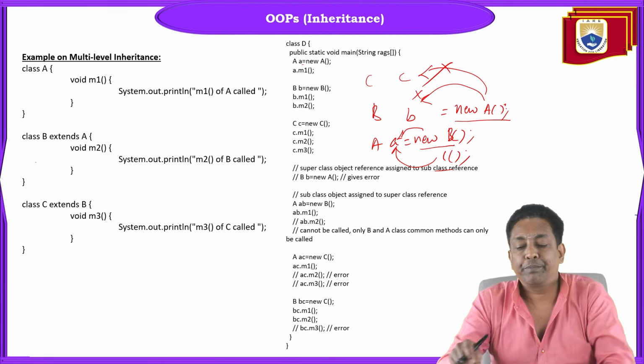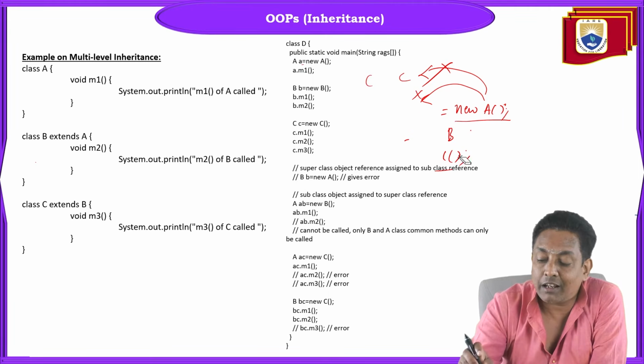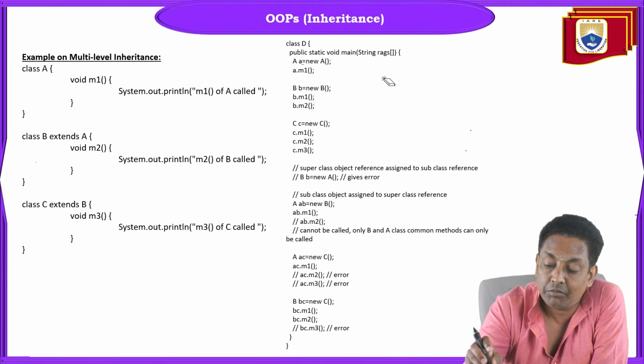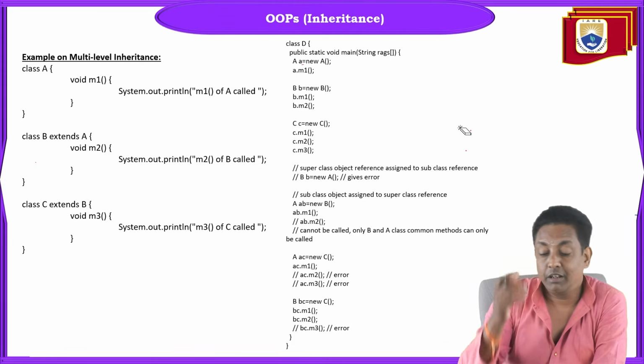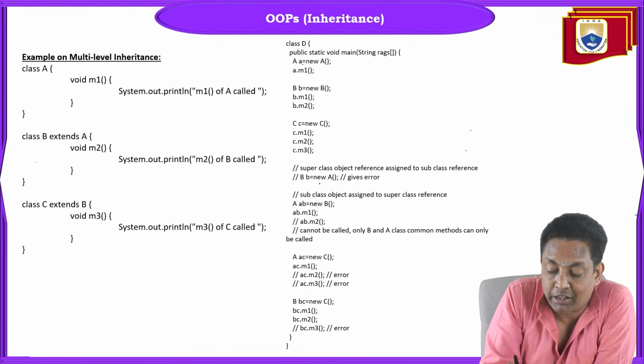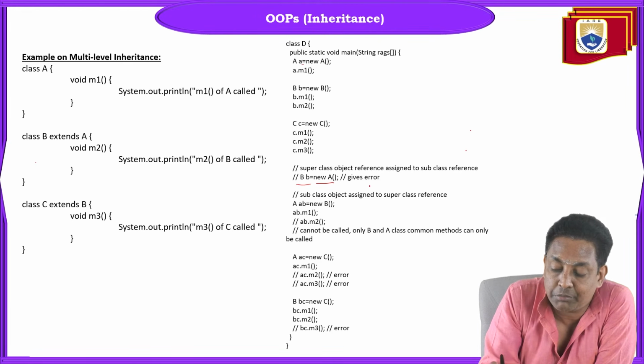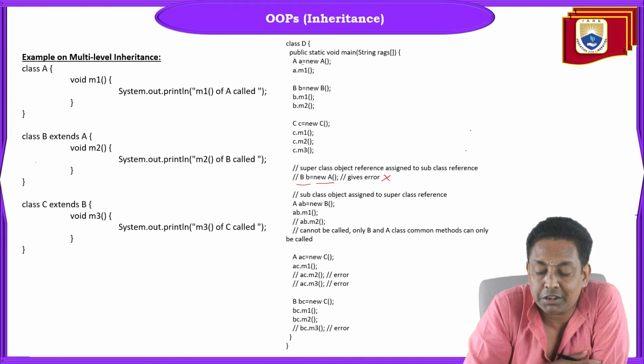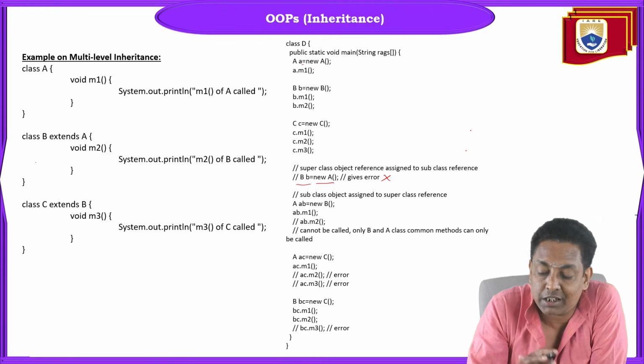This is valid. Now, keeping that in mind, here I'm trying to create an object of A and take the reference into B. This is absolutely wrong. We immediately get a compilation error saying that a superclass object reference is assigned to the subclass reference. That is wrong.